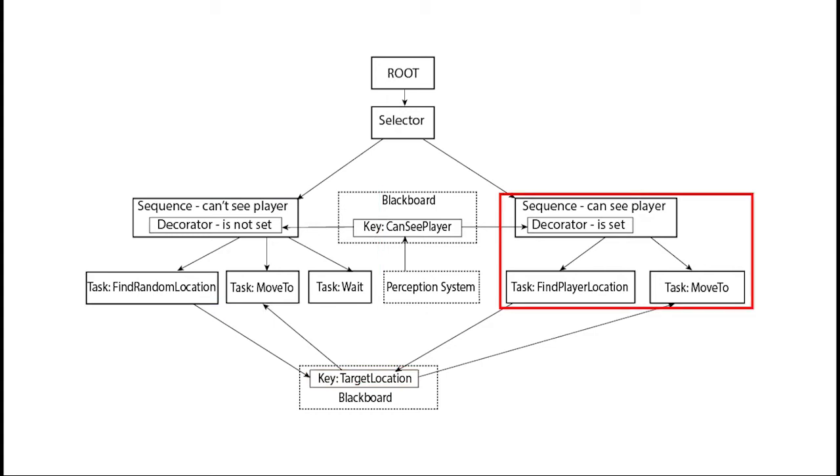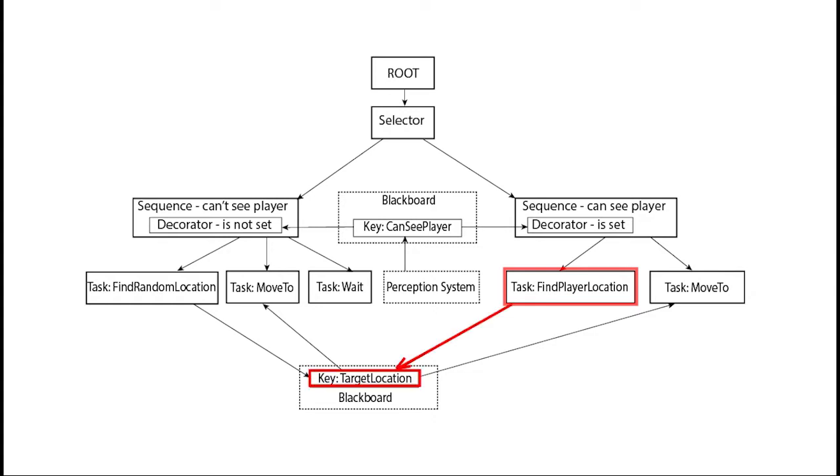We need to write a custom task for the can see player sequence, find player location, that obtains the player's location and writes it to the blackboard key, and for now we'll then use the built-in task move to read that key and move to the player. So now we're going to write the custom C++ task find player location.